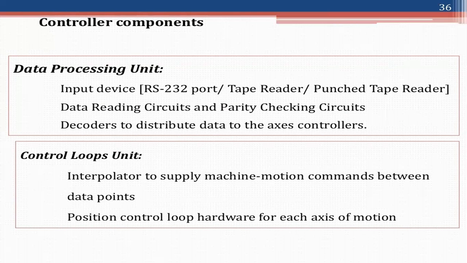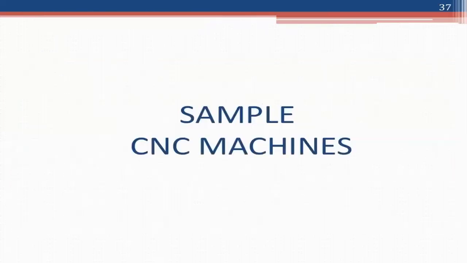Second is the position control loop hardware for each axis of motion. What are the positions, the x-axis, y-axis, or z-axis? What positions do we have to move to? This is controlled by the control loop unit.